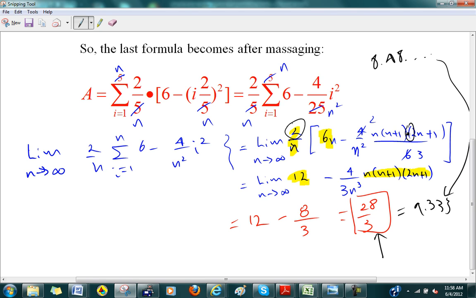Today's homework, 33 through 43, is all problems like this, where you're supposed to write it as a rational function and then take the limits. Okay? All right.